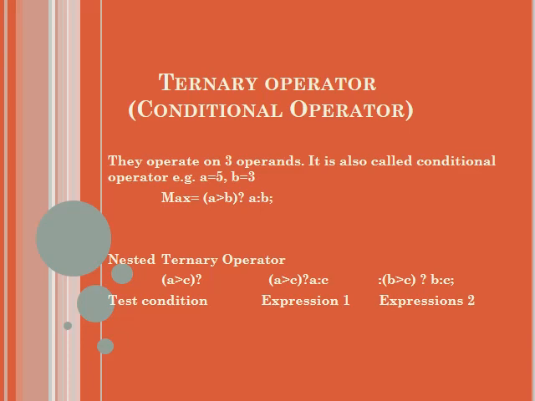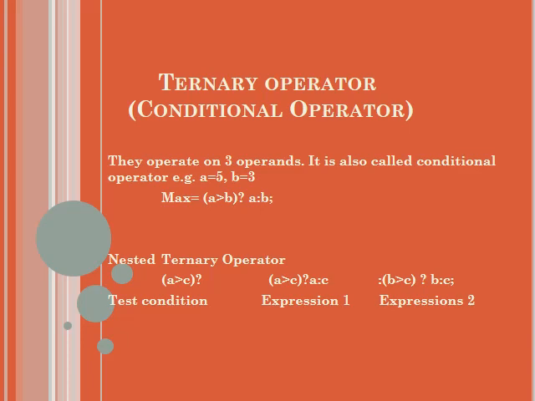Next we have nested ternary operator. Here is an example: a greater than b question mark, a greater than c question mark a or c. The else part is b greater than c question mark b or c. In the first test condition, we first check the value of a and b. If the value of a is greater than b, then we will check a with c. That means if the first condition is true, the first expression is executed. a greater than c, we check a with c, and if a is greater, a will be displayed, otherwise the value of c will be displayed.